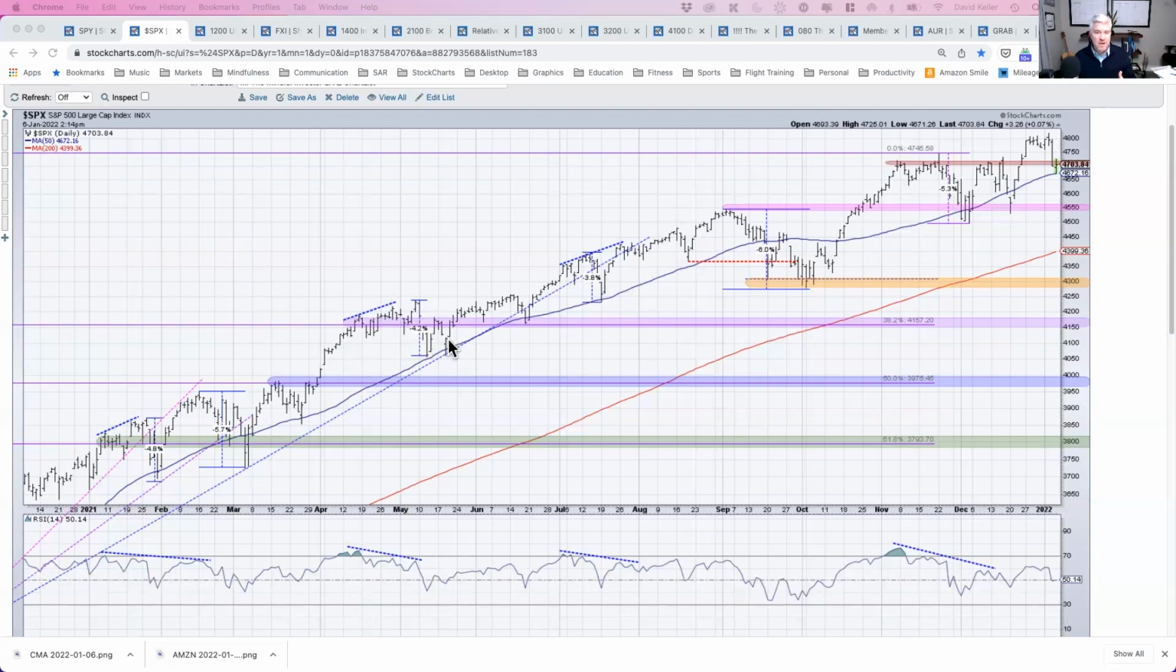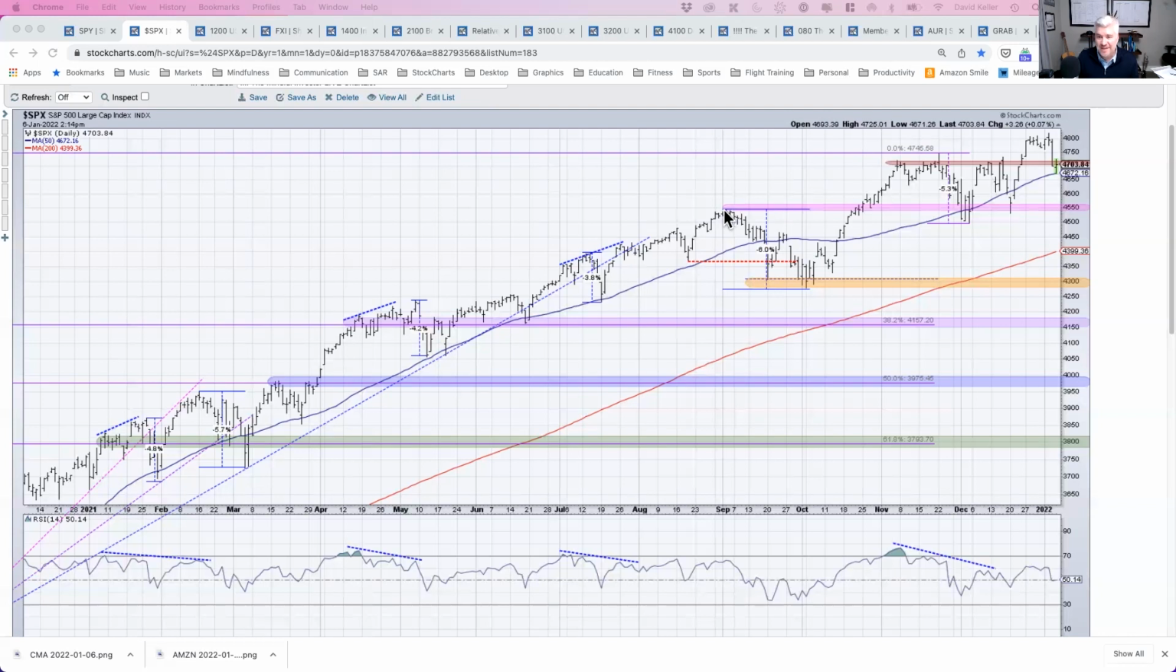We tested it a number of times. Finally, we broke above there in mid-May, but look at what happened after that. We tested 4,200, really 4,150 from above a number of times. That's called polarity, where a level of resistance becomes a level of support. You'll see that a number of times on a lot of charts. So for example, here in July, sort of that 4,350 to 4,400 level became resistance. We broke out and that became support in August before rotating higher.